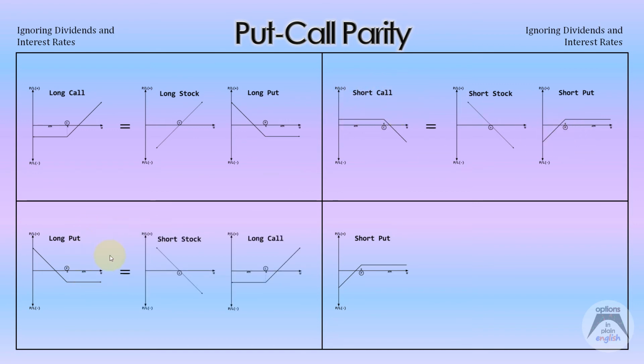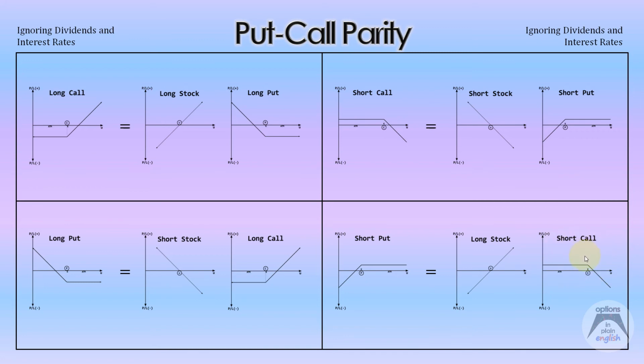Now, long put, you can replicate it by using short stock and long call. Okay, same thing. You have short stock. This is the P&L, and then you add a long call. What this means is that at the strike price, this is going to start giving you profits. So it's going to counteract the losses that you get with the short stock. So this starts being constant at this point, starting at the strike price. And short put is the same thing. It's going to be long stock and a short call.